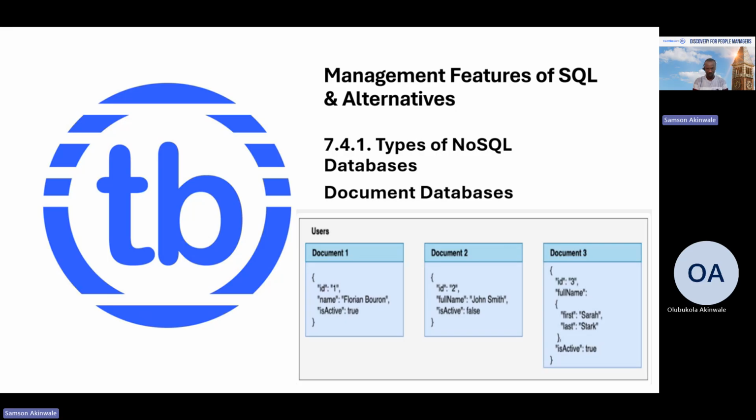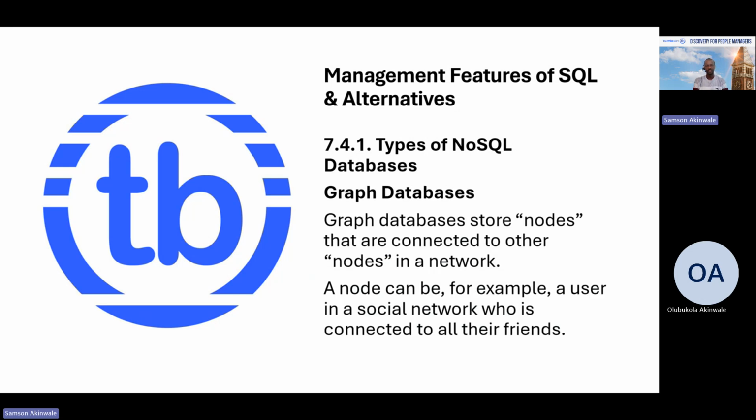So, this is how it works. It can generate an ID for it, give it a name, get some columns out of it, and arrange it in order of the document name and all that. So the third one is what we call graph database.